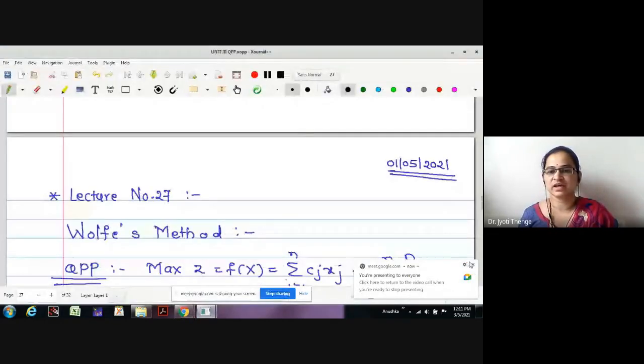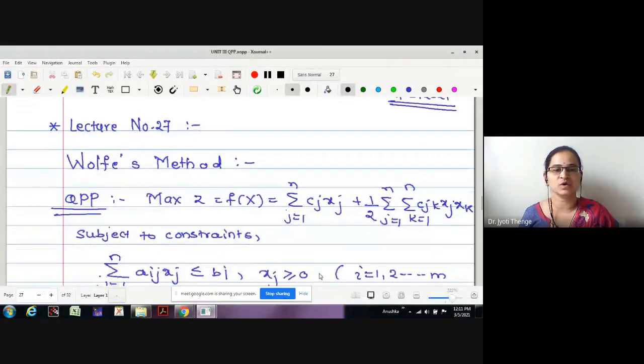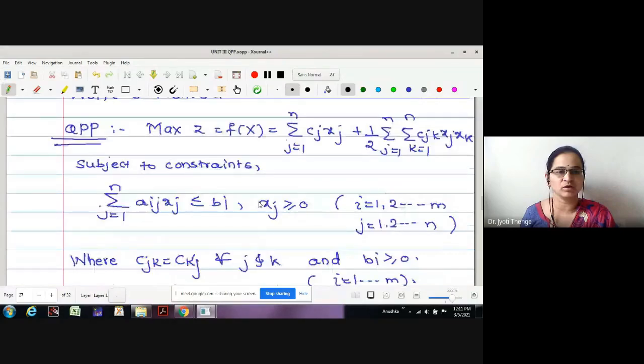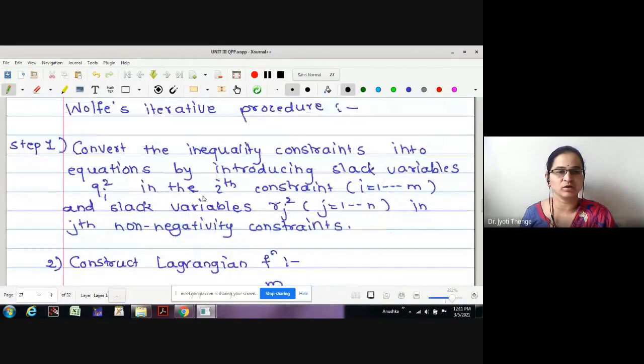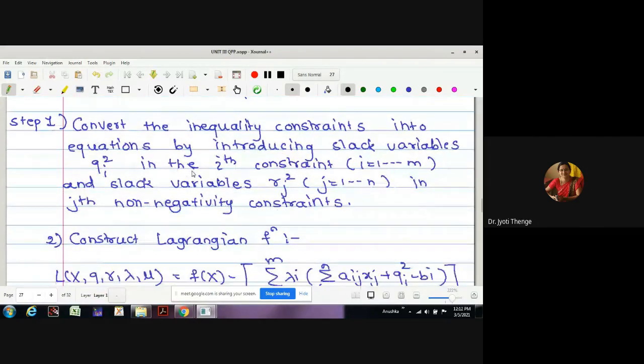In the last lecture, we started understanding a new method of solving quadratic programming problems called Wolfe's method. The Wolfe method depends totally on the Kuhn-Tucker conditions. This is a general quadratic programming problem, and Wolfe's iterative procedure tells us that we first have to convert the inequality constraints, including the non-negativity restrictions, into equations by using the slack variables qi square and rj square.